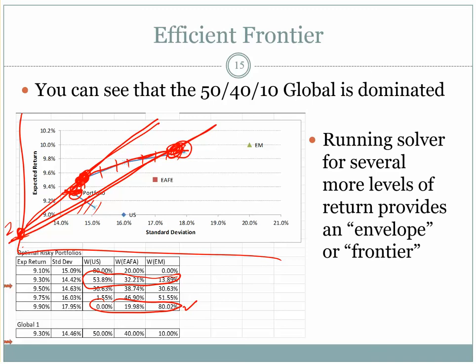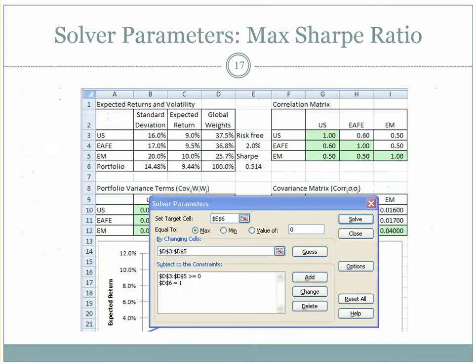So we need to find what envelope portfolio, or efficient portfolio, is a tangency, has the highest slope with a line extending from the risk-free rate. We call the slope of a line going from the risk-free rate to a risky portfolio the Sharpe ratio.